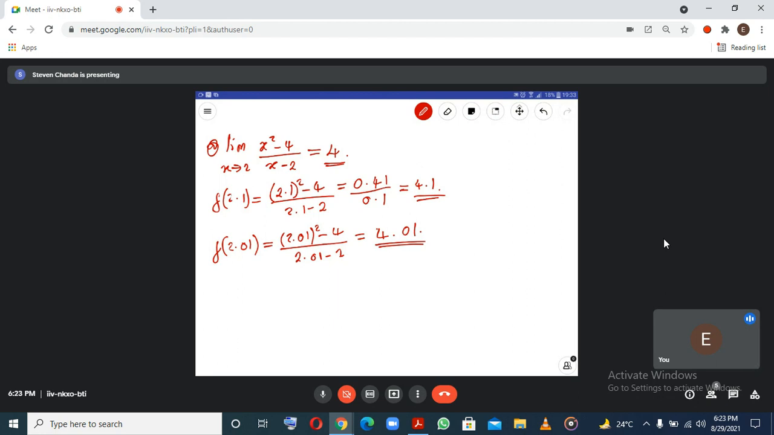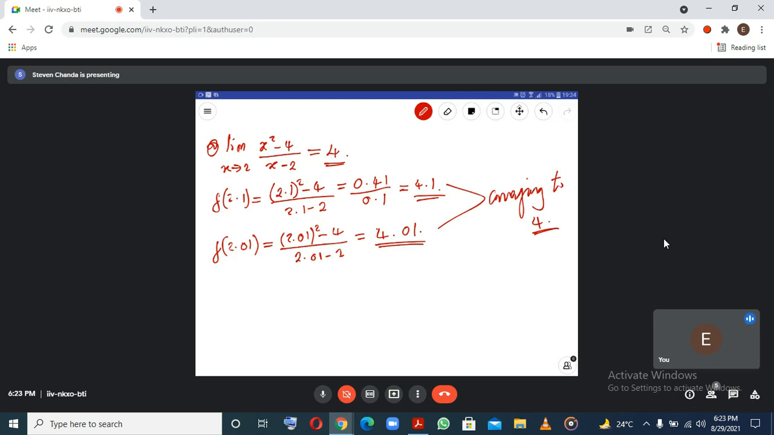Because these two numbers are converging. They are converging to 4. Converging simply means that they are meeting, they are all pointing to 4. So that's one way in which you can do it, but there are also other techniques which you can use.